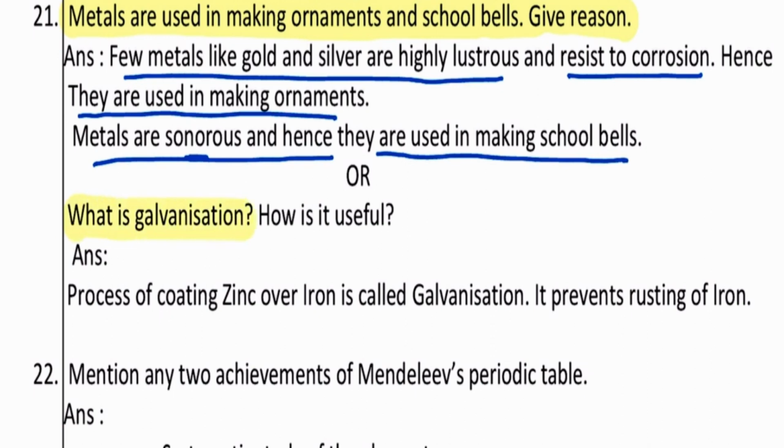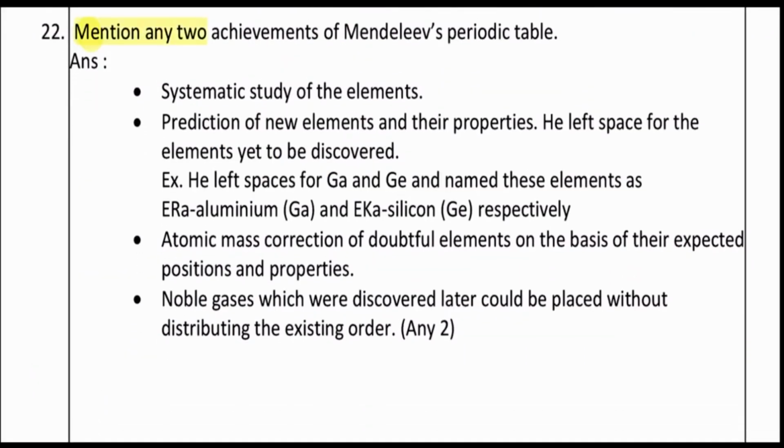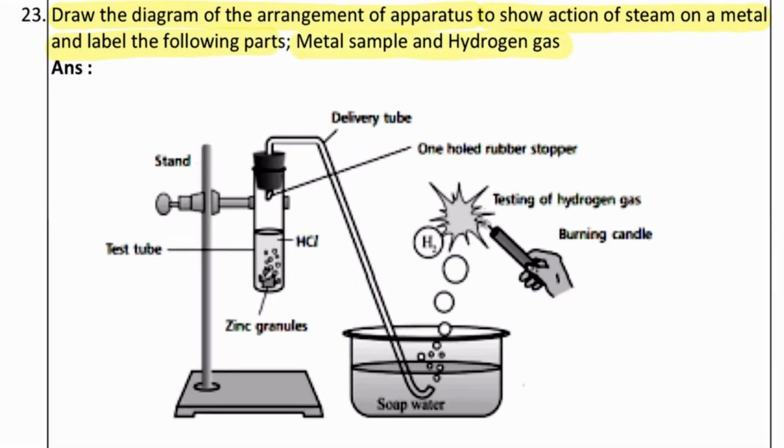What is galvanization? How is it useful? Answer. The process of coating zinc over iron is called galvanization. It prevents rusting of iron. 22nd. Mention any two achievements of Mendeleev's periodic table. You can write any two here. Draw the diagram of the arrangement of apparatus to show action of steam on metal and label the following parts: metal samples, hydrogen and gas. Here is the answer.